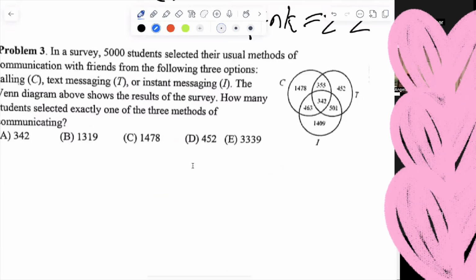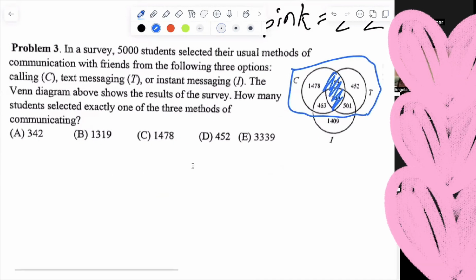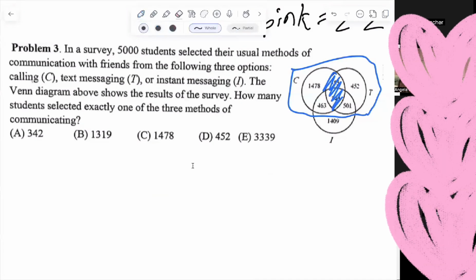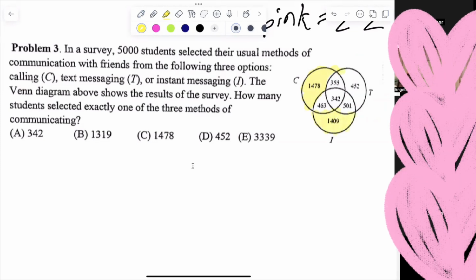As well, let's say this part, C and T Venn diagram. There's an intersection over here. Well, that just tells you that when the students were messaging, they used both calling and text messaging to deliver the message across, basically. All right? So then what we want to find is basically the sum of the number of students that only were in this area, and this area.